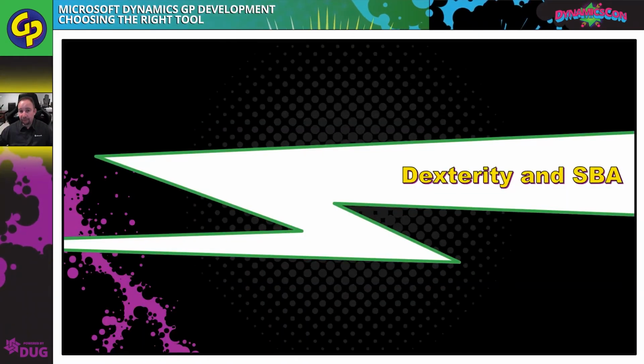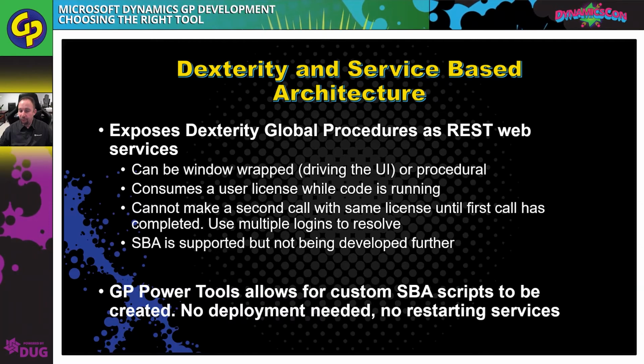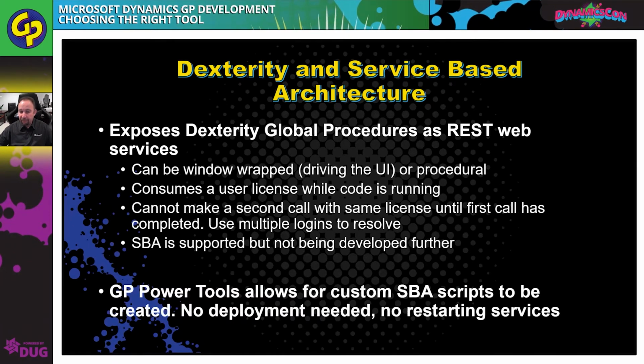So we'll have a quick chat about SBA, which is Service-Based Architecture, which was added in GP 2014. This allows us to create global procedures which we can expose externally as REST-based web services. We can use it to wrap a window, which is basically driving the UI as though the user's entered things, or we can call procedural code, and we can then just write code to do whatever we need. It does consume a user license because it will open up a session, log you in, run the code, and then log out. While it's running, it will use a license.